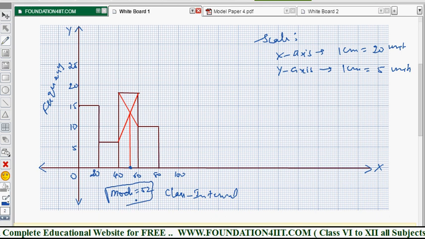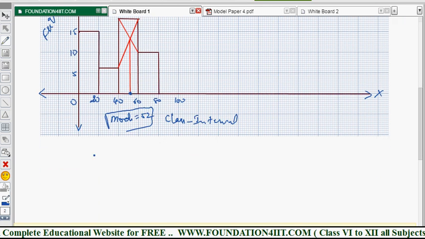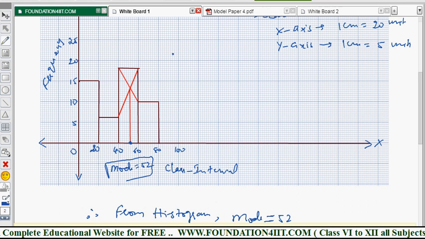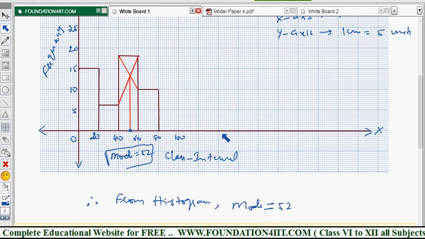So from the histogram you can find it easily. You should write on the paper itself, not on the bar, just mark it on the graph paper. So from the histogram, mode is equal to 52. The main important thing is to see the highest frequency bar, join its upper limit to the previous upper limit, and its lower limit to the next lower limit. Where is the common point? From there you draw a straight line to the x-axis. Where it touches the x-axis, there is your answer. There is the mode. We can solve this problem in this way.